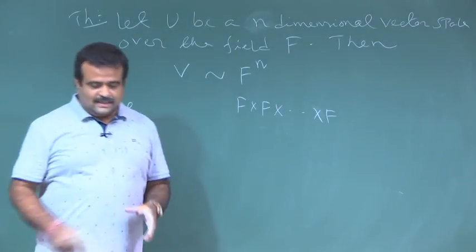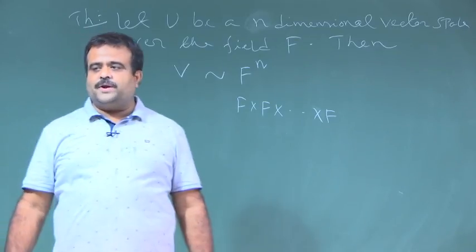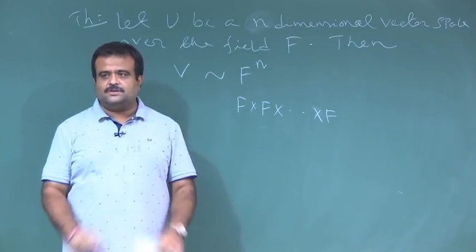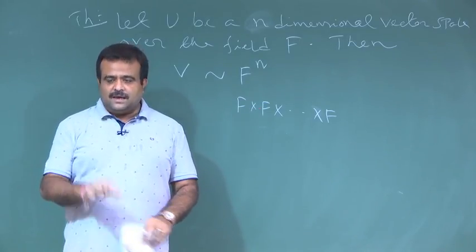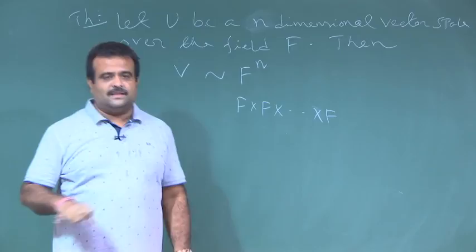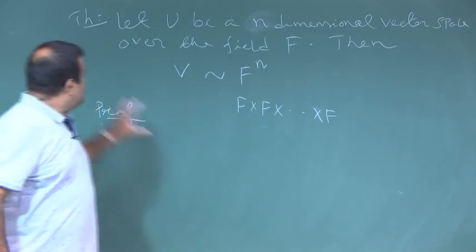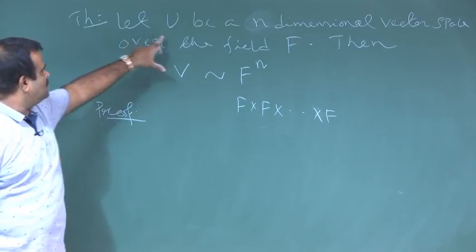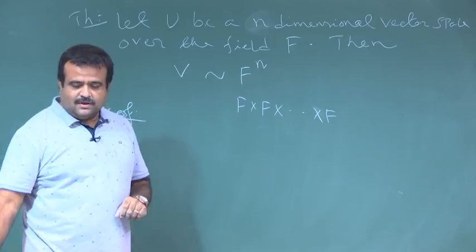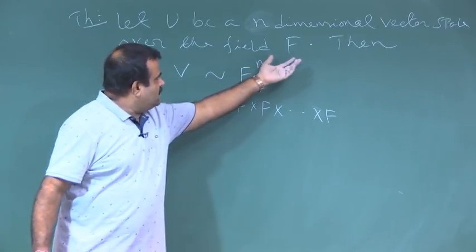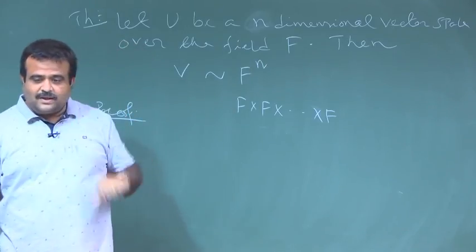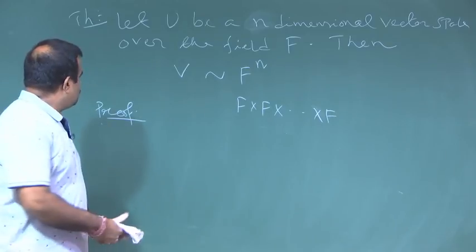Okay, so in the last class we defined the isomorphism between two vector spaces, and we have seen that two finite dimensional vector spaces are isomorphic if there is a bijective linear transformation from one vector space to another vector space. We stated this theorem in the last class: if V is a finite dimensional vector space over the field F, F is any general field, it could be R also, then we can show that V is isomorphic with F to the power n. So, this we are going to prove now.